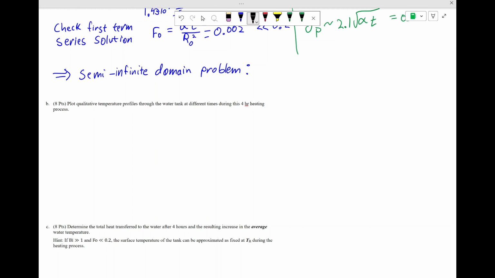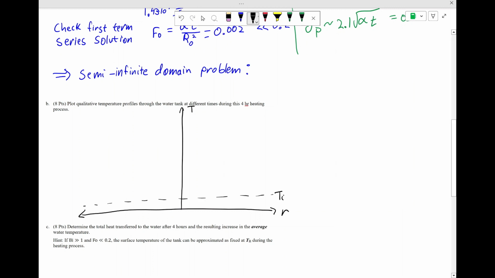Now let's sketch out the temperature profile that we would expect through this tank during this heating period. So we'll draw the R-axis here, our temperature axis up here. We have our tank initially at temperature Ti, and it's being heated by this hot coupling fluid at temperature Th. And we'll just indicate here, this is R0 and this is R0. So initially, our water is all at temperature Ti at the very start of this process.